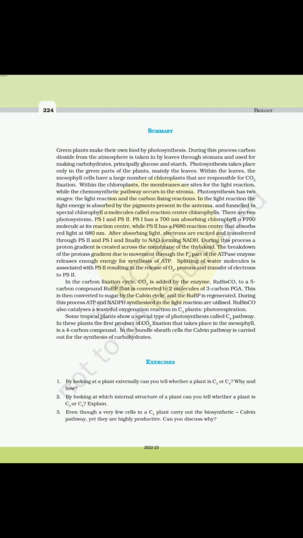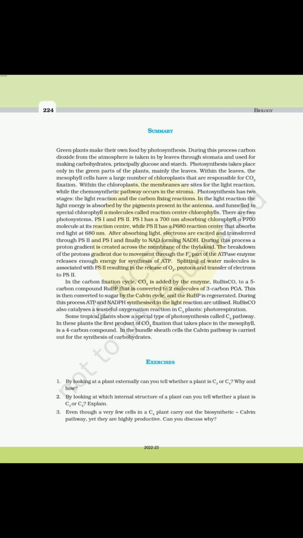Summary. Green plants make their own food by photosynthesis. During this process, carbon dioxide from the atmosphere is taken in by leaves through stomata and used for making carbohydrates, principally glucose and starch. Photosynthesis takes place only in the green parts of the plants, mainly the leaves. Within the leaves, the mesophyll cells have a large number of chloroplasts that are responsible for CO2 fixation. Within the chloroplasts, the membranes are sites for the light reaction, while the carbon fixation pathway occurs in the stroma.